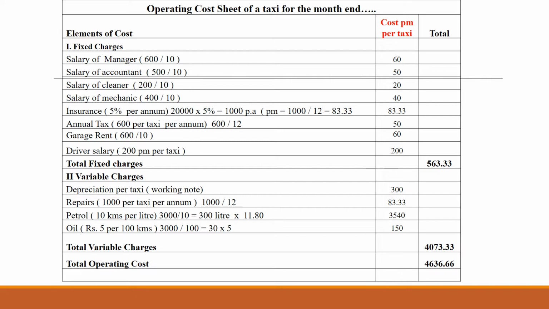In the same way, salary of accountant is 500 per month for 10 taxis. For a single taxi, 500 divided by 10, that is 50. Salary of a cleaner, 200 divided by 10, Rs 20. Salary of a mechanic, 400 for 10 taxis, and then for a single taxi, it is Rs 40.